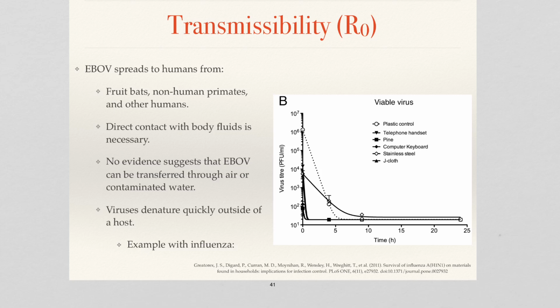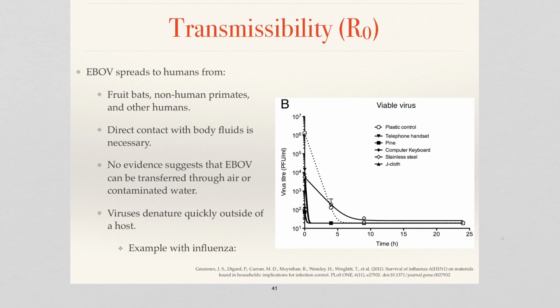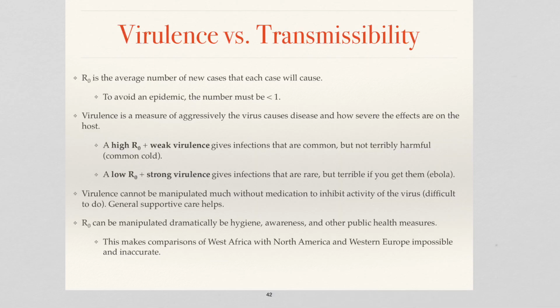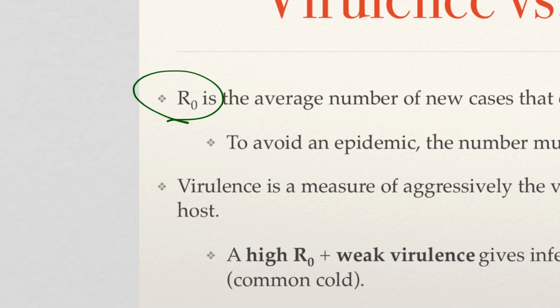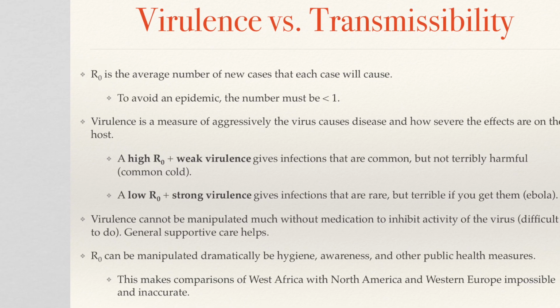And we talked a little bit about the details with Ebola. I asked you to remember things like ID50. Transmissibility is sort of tied to that. How many viruses do you need to actually cause infection? And we put a number on it. That number, usually referred to as R naught, written as R sub 0, is just the average number of new cases that each case will cause.